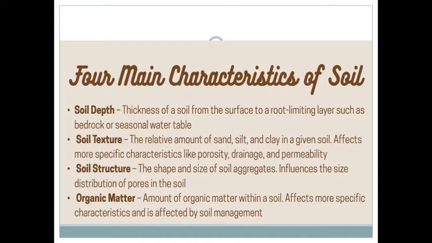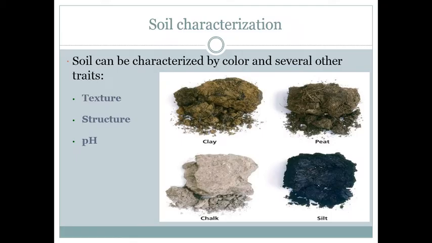Then we have also soil structure. The shape and the size of soil aggregates influences the size distribution of pores in the soil. Now, the larger the pores, the greater the amount of air present in the soil. The smaller the pores, the lesser the amount of gases or air in the soil. And then we have also the organic matter. The amount of organic matter within a soil affects more specific characteristics and is affected by soil management.